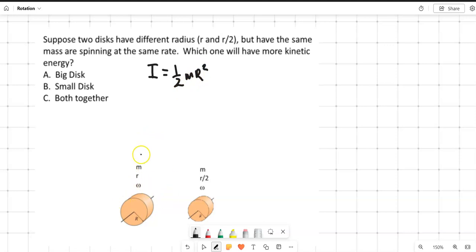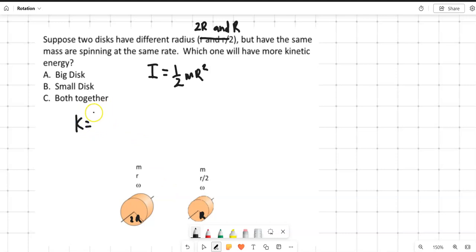Okay, for both objects. But this object on the left has twice the radius. In fact, I want to write this as 2r and r. It'll make the math look a little bit better. So this has got twice the radius, while this has just got one radius. So 2r and 1r. Both have the same mass and both are spinning at the same rate. Which one is going to have more kinetic energy?